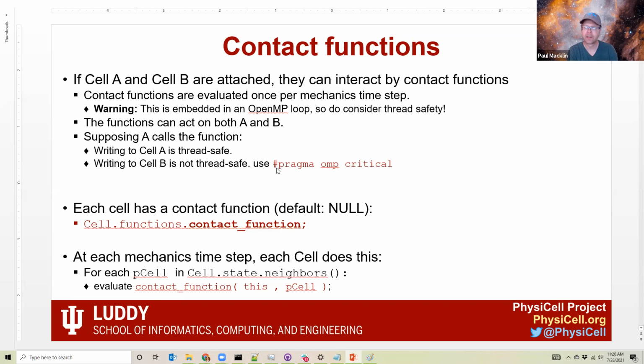And so every cell then has its own contact function as a member of the functions data structure. So cell.functions.contact_function, and by default, it's null. So PhysiCell will say, well, if that's a null pointer, there's no function to evaluate, we won't even bother going forward with trying to do contacts. But if it does, then PhysiCell will loop through all the cells as part of the standard OpenMP loop and say that if the cell does have a contact function, then it's going to evaluate the contact function against my cell, the cell that you are, and the cell in the connected, actually, it's not in the neighbors, it's in the attached cells. Let me fix that. So this is a typo.